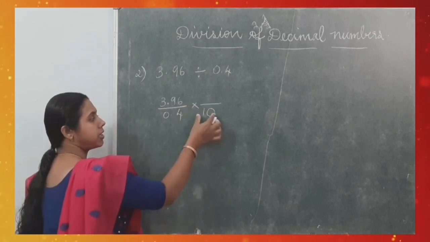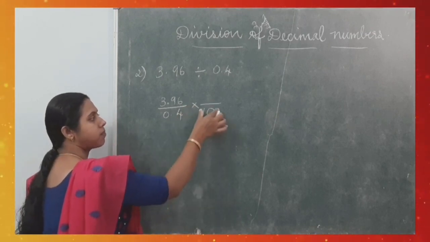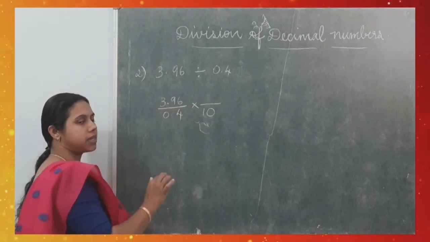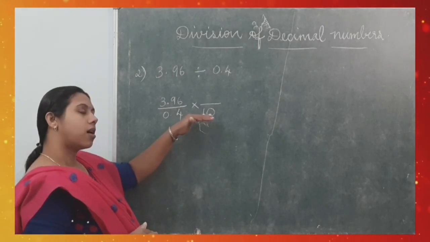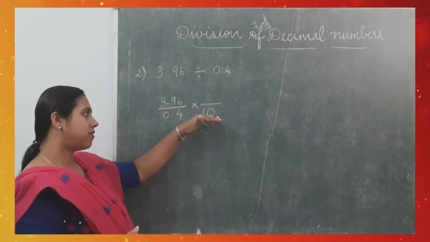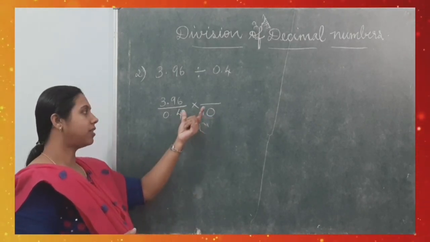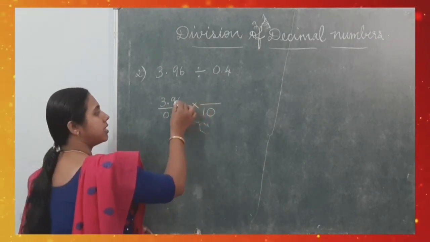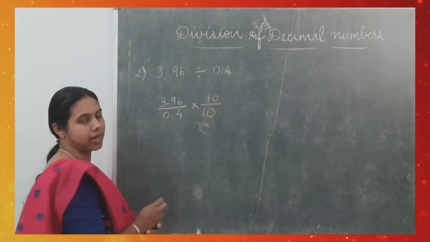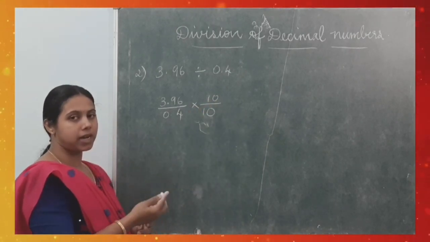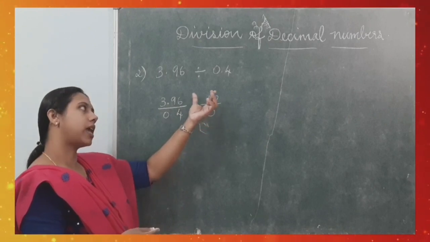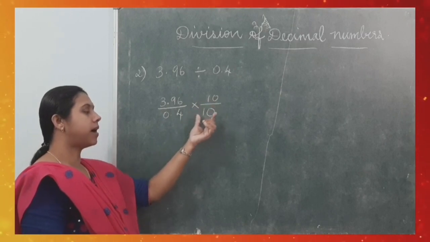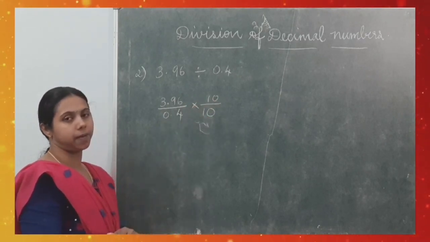By which number you are multiplying this denominator, the same number you should give to the numerator also. But here there are two decimal places. That is not a matter. By which number you are multiplying the denominator, with that only you should multiply the numerator also. So multiply the numerator also by 10. Don't multiply by 100. What is given in the denominator, same number, use it in the numerator also. So numerator and denominator multiply by 10.